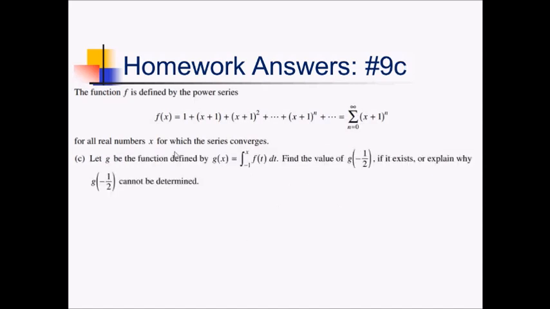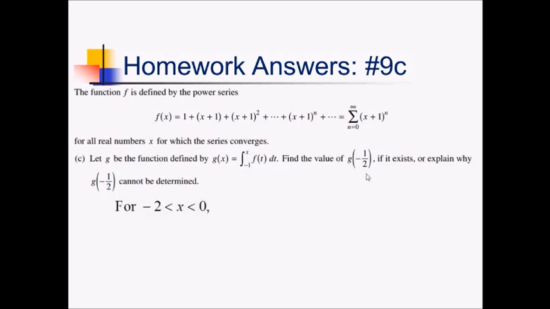For this part, g is a function defined as the integral from negative 1 to x of f. We want the value of g of negative 1/2 if it exists, or a good reason why it can't be determined. So for this, we look at the interval of convergence of f. We actually figured that out in part A. We found that it was negative 2 to 0.